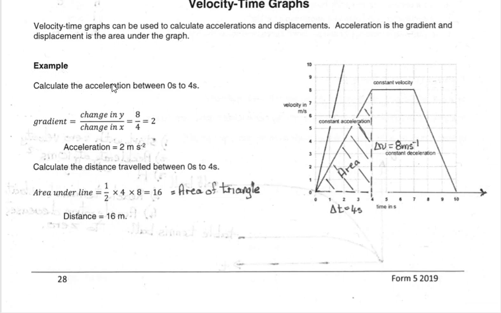For example, calculate the acceleration between 0 to 4 seconds. So the gradient is the change in y, which is 8, divided by the change in x, which is 4, and that gives 2. So the acceleration is 2 meters per second squared. Calculate the distance travelled between 0 to 4 seconds. Area under the line is 1/2 times 4 times 8, which is 16, the area of the triangle. Distance equals 16 meters.